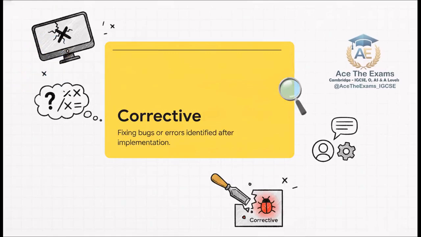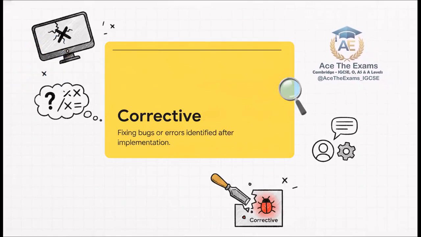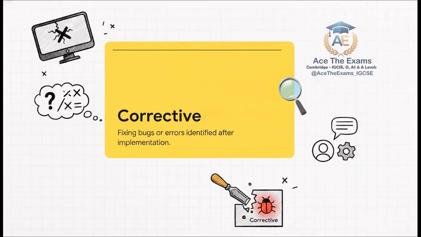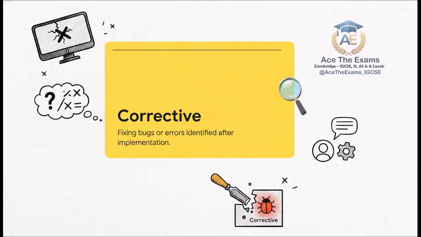It is the necessary process of fixing bugs or errors that unfortunately slipped through the testing phase and made it into the live implementation. Look, no matter how much rigorous beta testing a software development team does, end users will always find a remarkably creative way to break things in the real world.